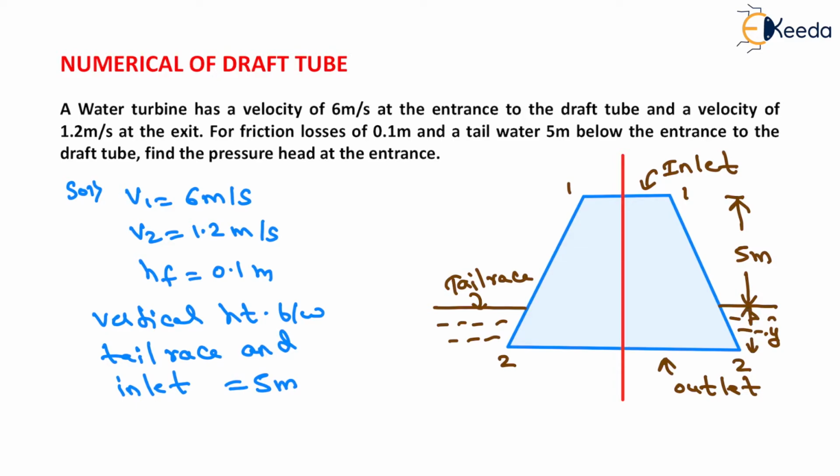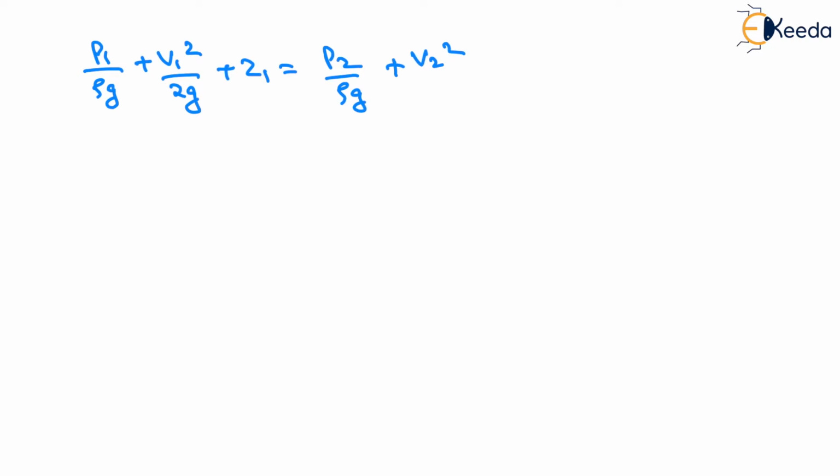Now applying Bernoulli's equation at the inlet and outlet of the draft tube, taking section 2 as the reference line, the equation becomes P1 upon rho g plus V1 square upon 2g plus Z1 will be equal to P2 upon rho g plus V2 square upon 2g plus Z2 plus HF.